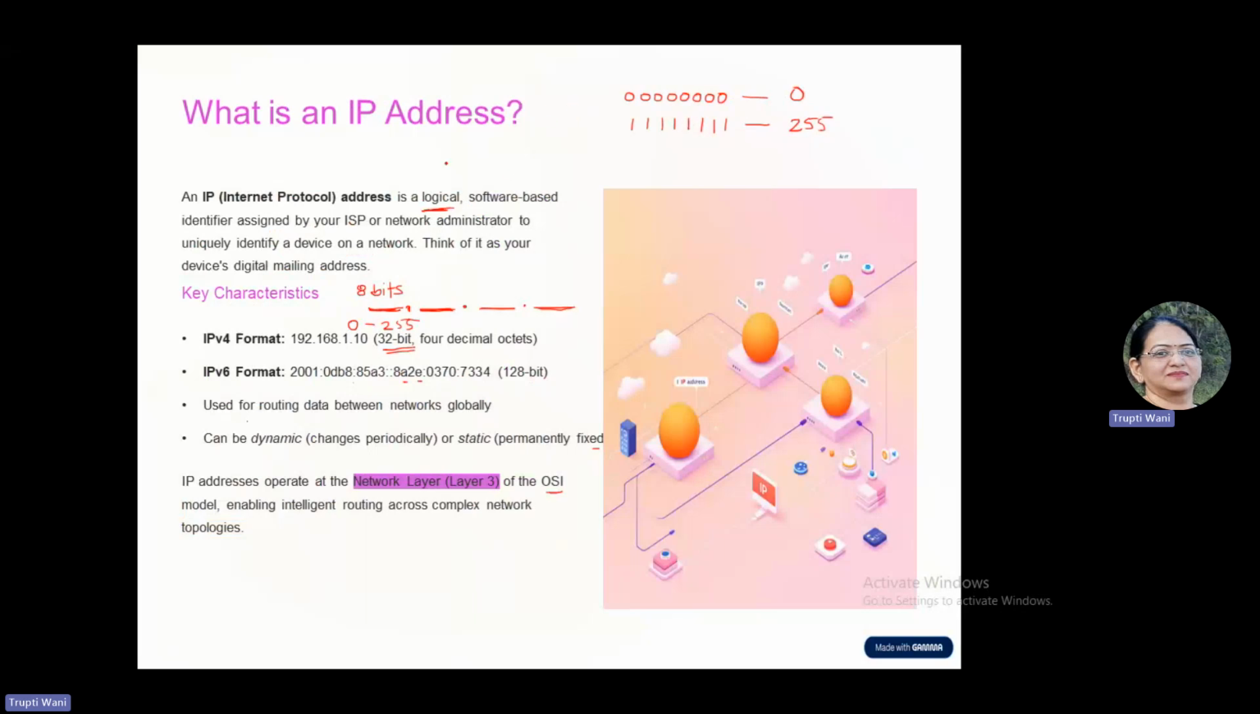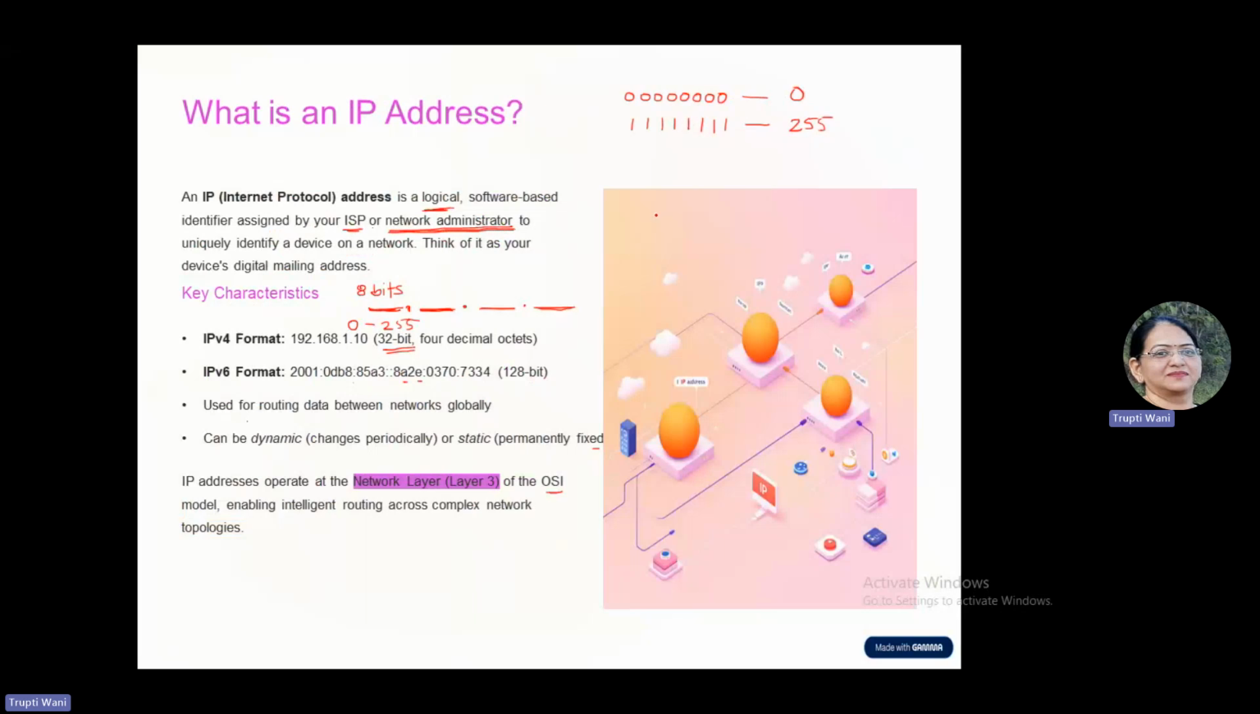So who is giving the IP address? Internet service provider, or if it is a small local network, then the network administrator gives the IP address to each device present in that network, which is dynamic. What is meant by dynamic? This IP address can be changed. As the network administrator can give the IP address, he can change the IP address. What is the meaning of that?